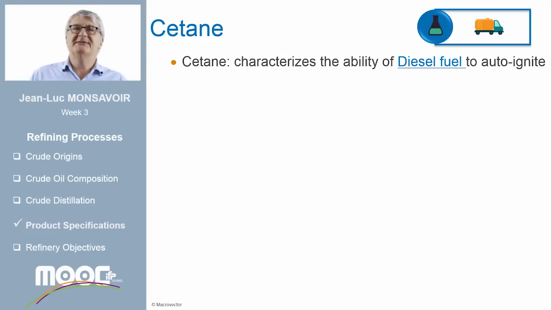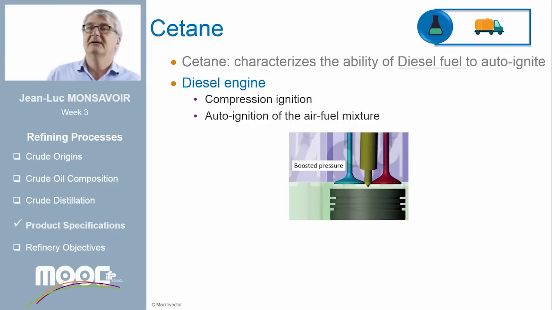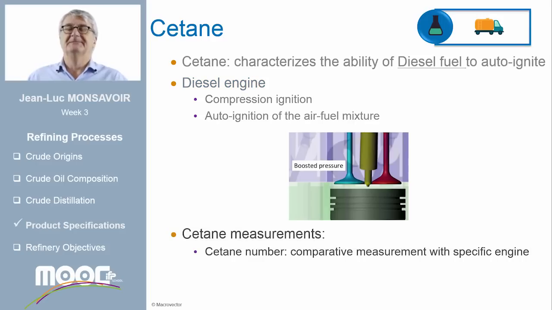Let's now have a look at the cetane specifications. For this introduction course, just remember the cetane number is the opposite of the octane number. Cetane characterizes the ability of the diesel fuel to auto-ignite. A diesel engine is a compression engine where the air-fuel mixture auto-ignites. To control the combustion, it is important to master the auto-ignition delay and consequently the cetane value.